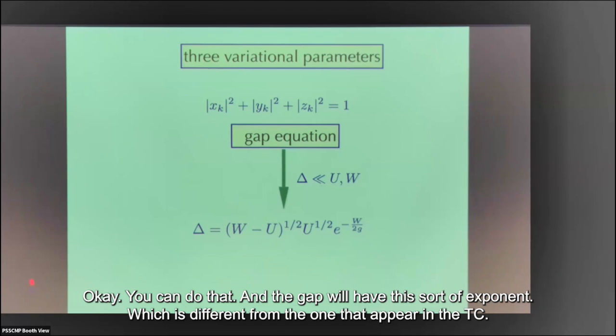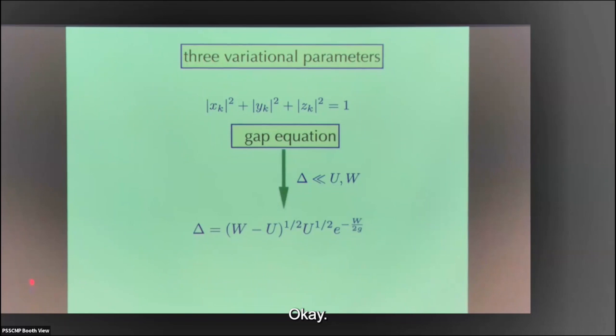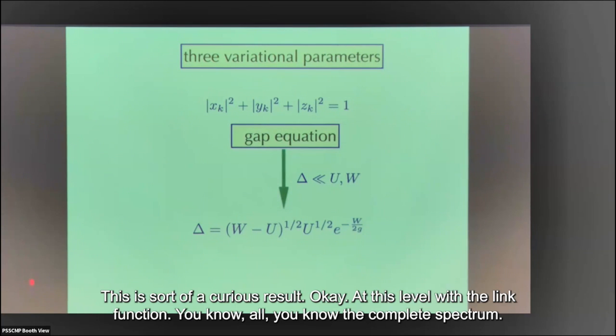You can do that, and the gap will have this sort of exponent, which is different from the one that appeared in TC. In BCS, they're the same. So this is sort of a curious result.